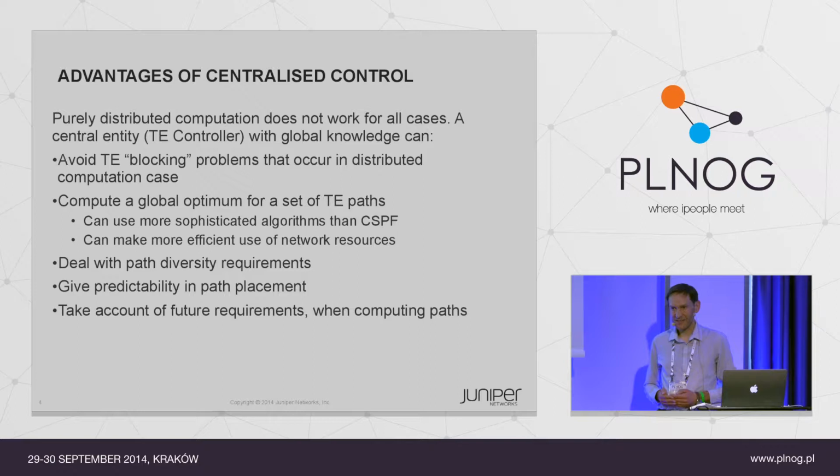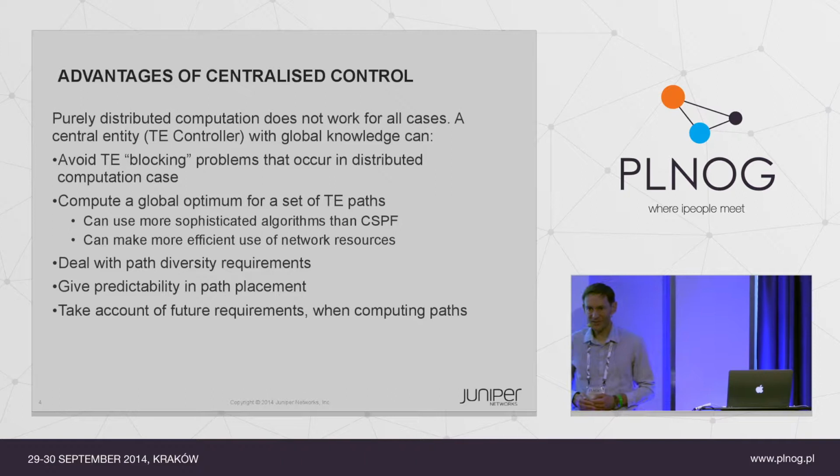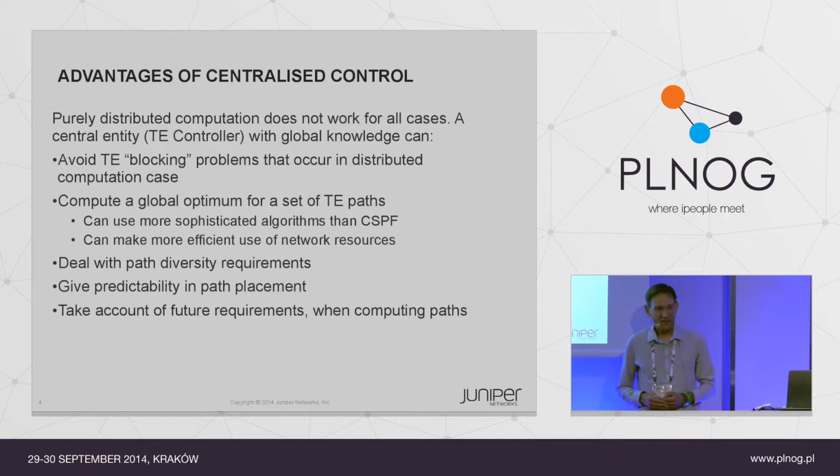And also, it allows you to use more sophisticated algorithms than CSPF. And so you can have cost functions that take into account latency, for example, if that's one of the prime directives that determines the path that you want to compute for the network. Also, you can deal with particular service requirements like path diversity, being able to create pairs of LSPs that don't share fate as they travel through the network.